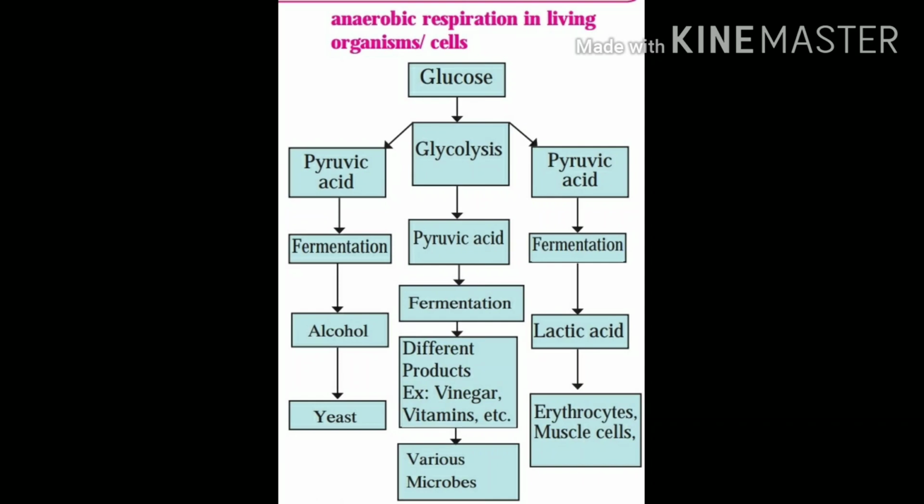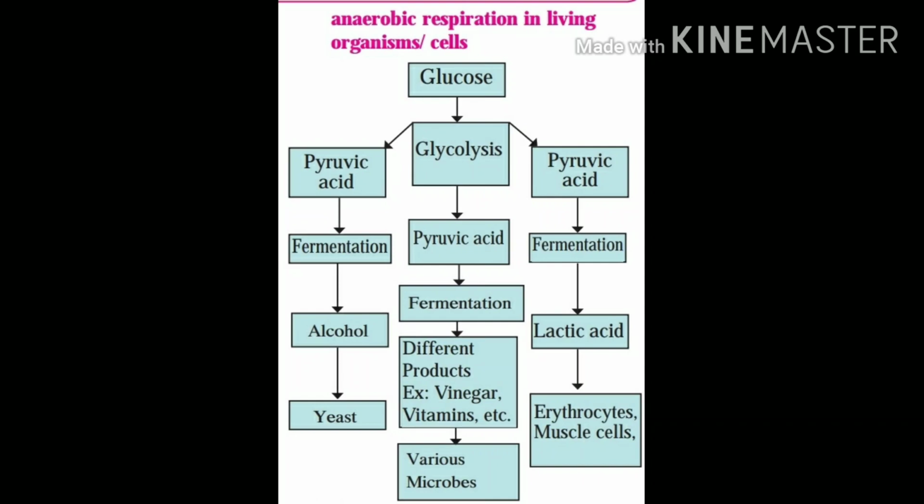In this chart, glycolysis and fermentation are two steps of anaerobic respiration. Glucose is incompletely oxidized and a lesser amount of energy is obtained in this type of respiration. Pyruvic acid produced through glycolysis is converted into other organic acids or alcohol with the help of some enzymes in this process. This is called fermentation.